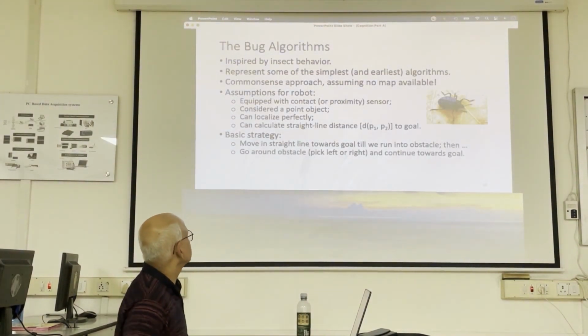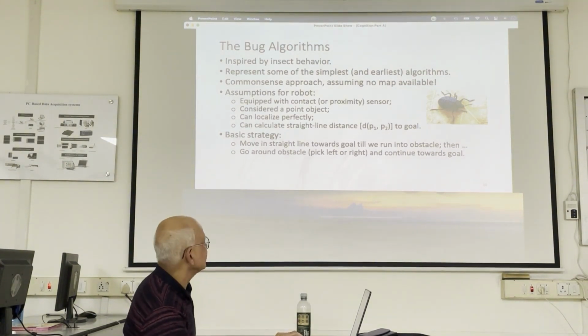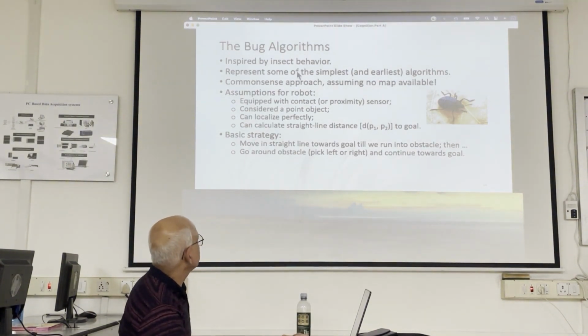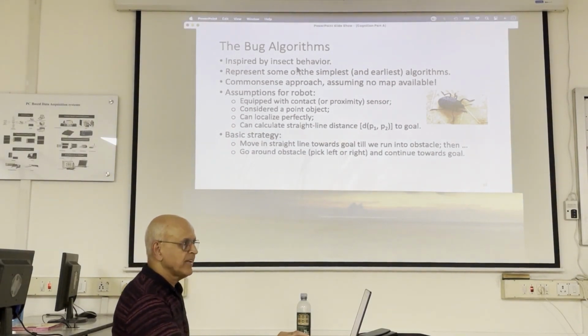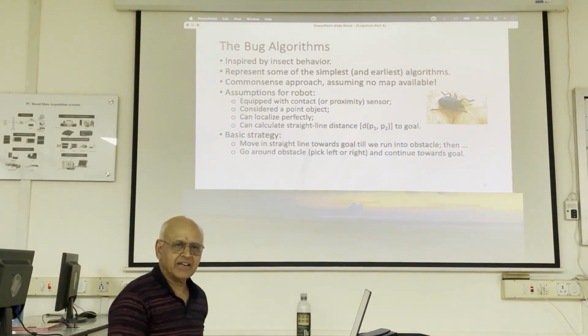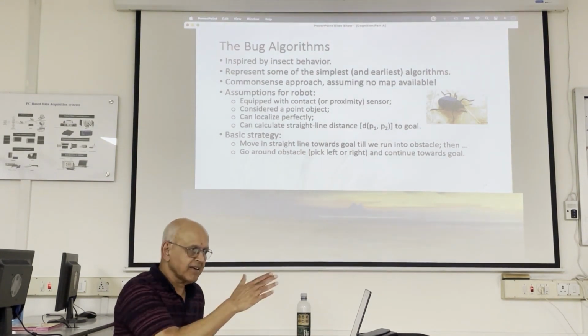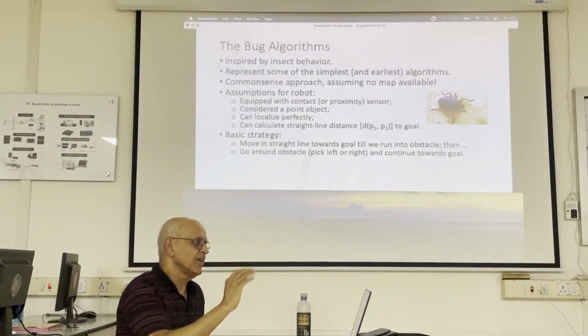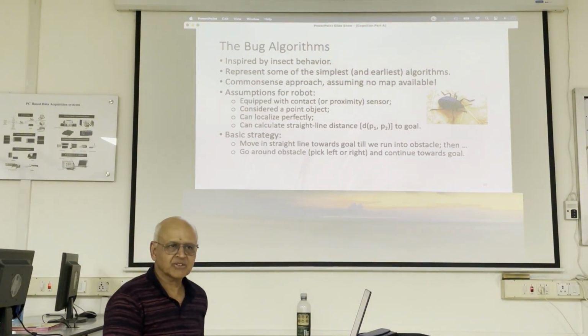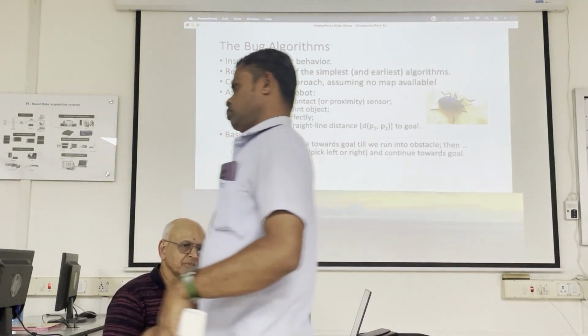So what is the bug? What is this category of bug algorithms? So it's inspired by insect behavior. So when an insect needs to go somewhere and it hits an obstacle, it will follow the perimeter of the obstacle until it's around it, right? Then it will continue towards the goal. So that's what inspired the bug algorithms.